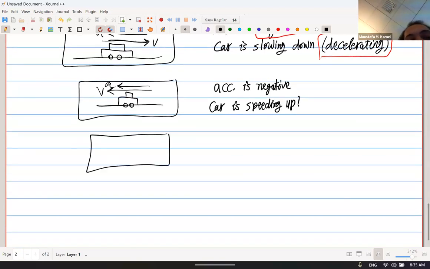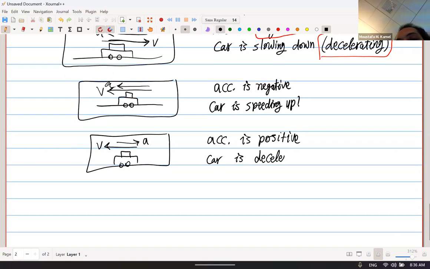And the final case is that we can have the car moving this way and the acceleration is this way. So acceleration can be positive and still the car is decelerating. Whenever I say decelerating, that will mean slowing down instead of just acceleration being positive or negative in that confusion. Deceleration always means slowing down, whether it's to the right or to the left.